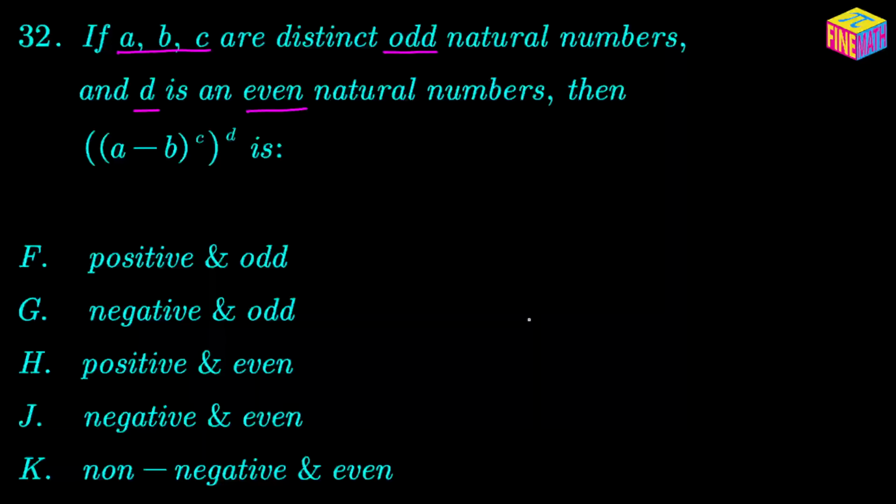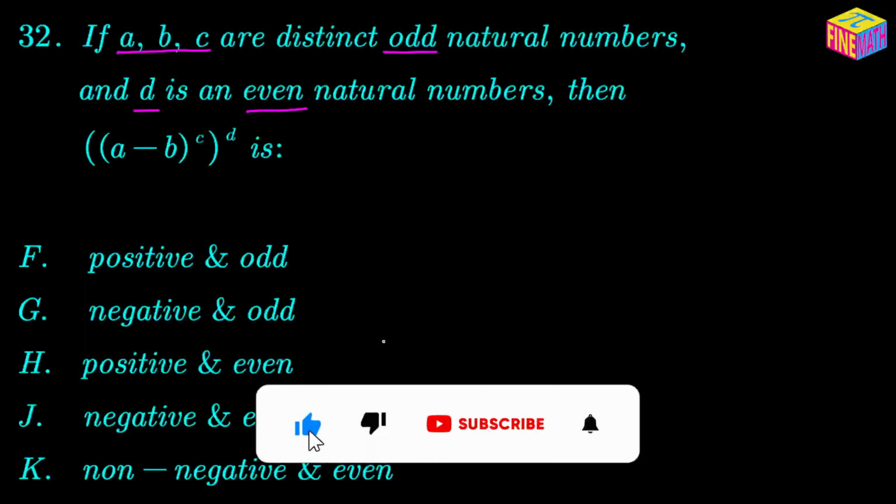And then the question asks what kind of value A minus B, whole to the power C, and then whole to the power D would be. This quantity will be what type of value: whether it's going to be a positive odd number, a negative odd number, a positive even number, a negative even number, or a non-negative even number.